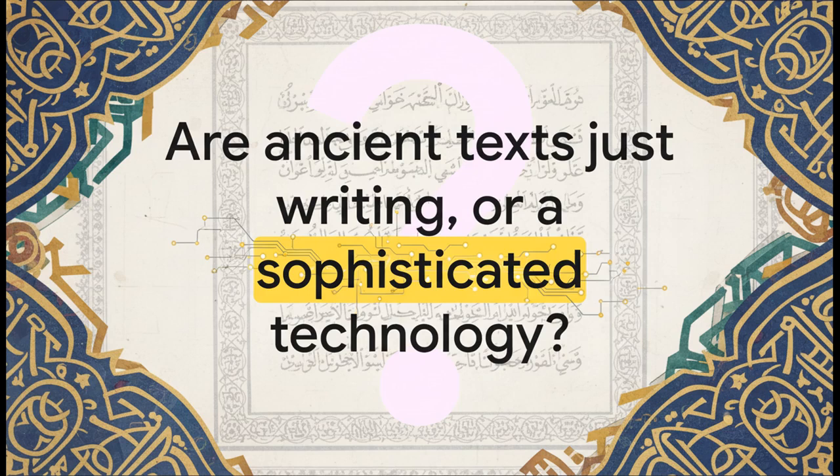So the next time you see a text that looks a little unusual, maybe don't just write it off as old-fashioned. It's worth asking, is this just old writing, or is it a sophisticated technology telling a much deeper story? It makes you wonder, doesn't it? What other layers of meaning are hiding in plain sight in the scripts of our most ancient texts?